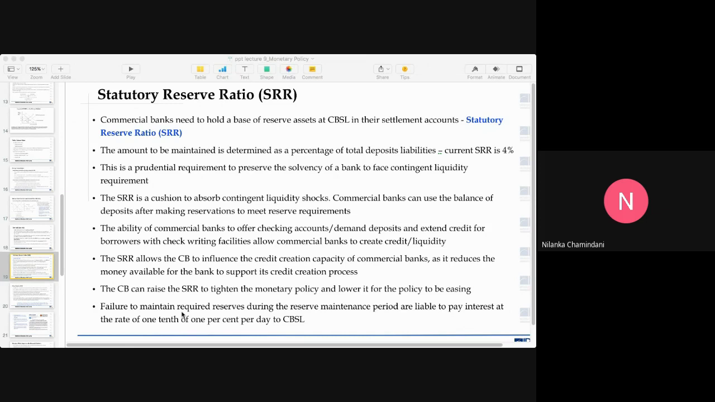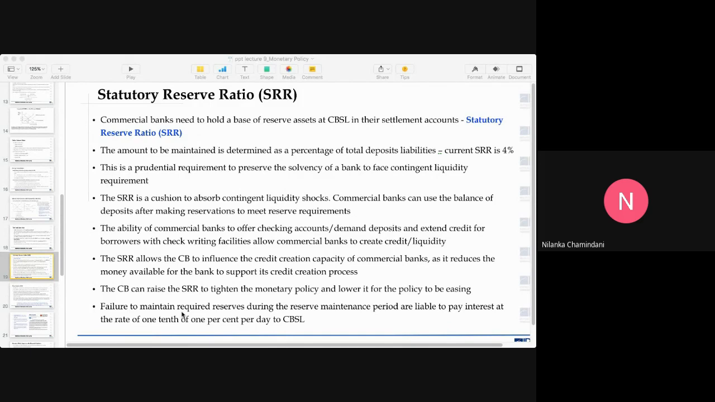If the central bank is going to tighten the monetary policy, the SRR will increase. Very recently, it has been increased from 2% to 4%. Earlier also, it was 2% before the pandemic. During the pandemic, the central bank eased the monetary policy, so all the policy interest rates came down. But now the central bank has started to tighten the monetary policy again, so it has increased from 2% to 4%.